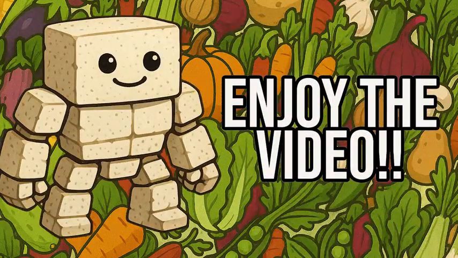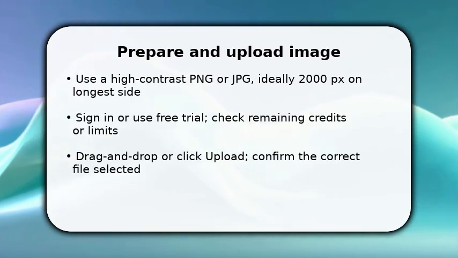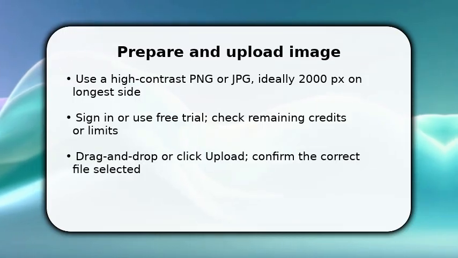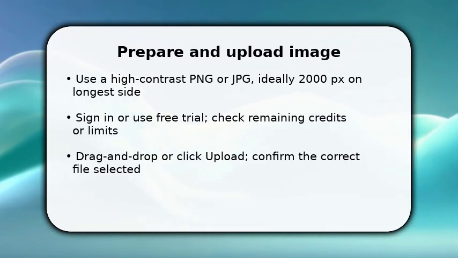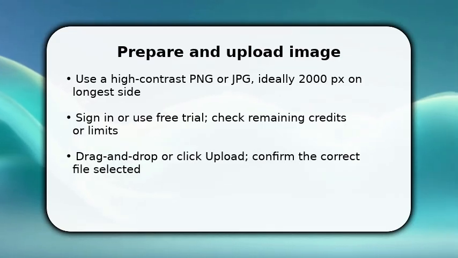Please enjoy the video. You start by picking a clear image and uploading it to Remove.bg. Choose a high-contrast JPG or PNG so the automatic mask detects edges faster. Once uploaded, the service immediately analyzes foreground subjects. This is why a clean background and subject separation matter. Make sure you're signed in so you can access download options and higher resolution outputs.